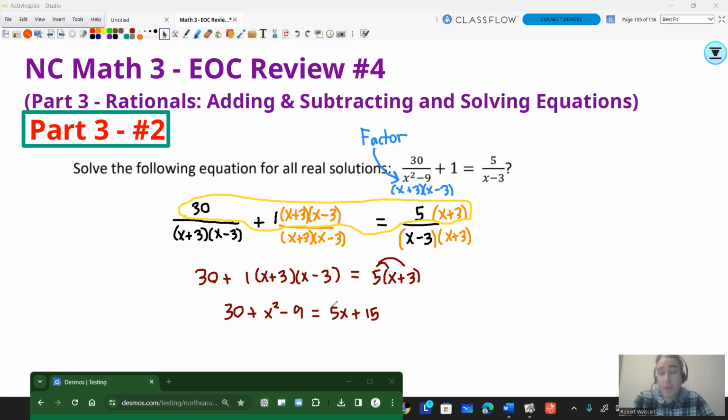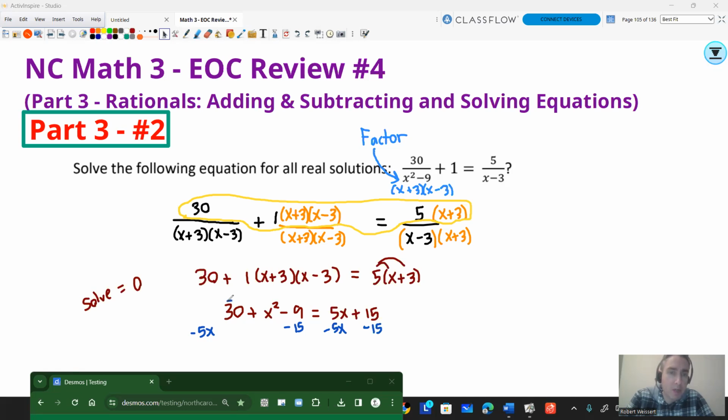This looks like it's going to be a quadratic. So we're going to get everything equal to 0. So solve for 0. So I'm going to subtract the 5X from both sides and the 15 from both sides. So as you can see here, I subtracted the 5X from both sides and the 15 from both sides. And I subtract the 15 from the negative 9. And the 5X didn't really have anything to subtract from. So that's just going to be a negative 5X.